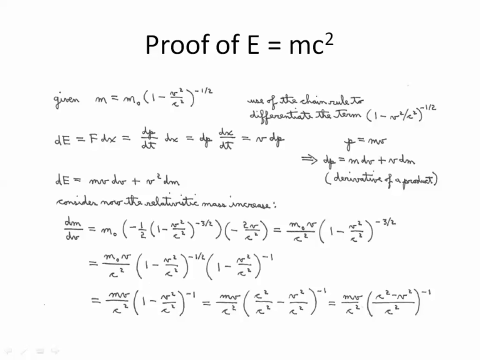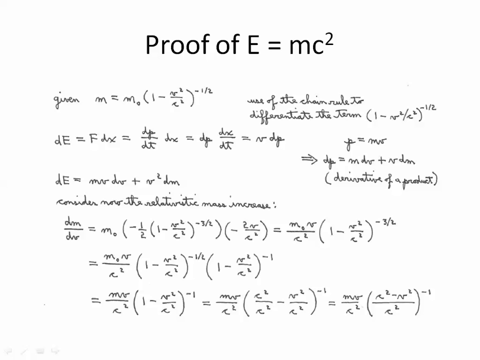We are almost done deriving E equals mc squared. Given the formula for relativistic mass, we start with a differential expression for energy. The differential for energy is equal to force times the differential for distance. Force is the rate of change in momentum with respect to time.